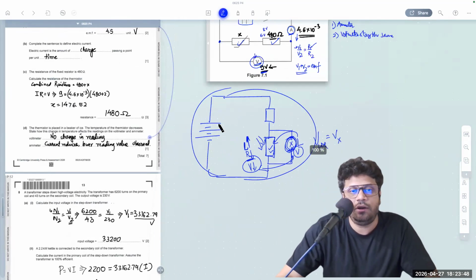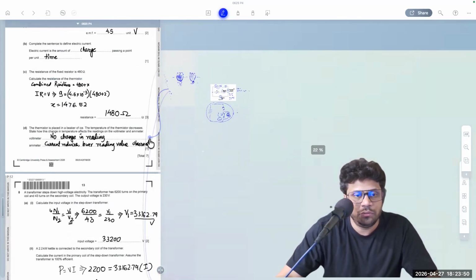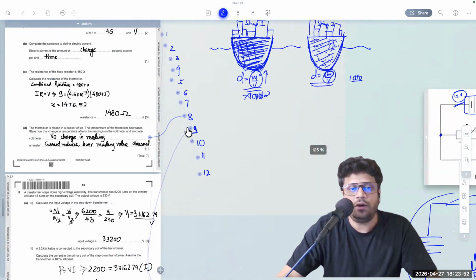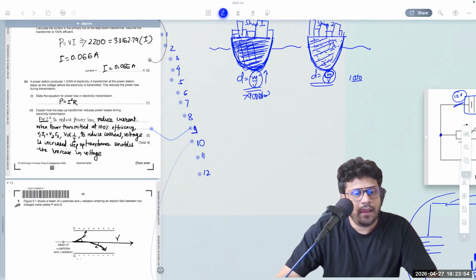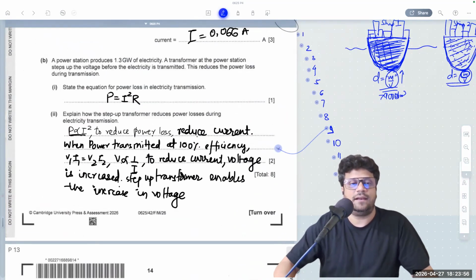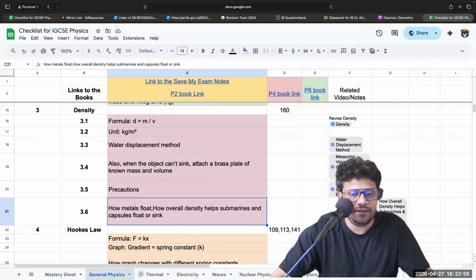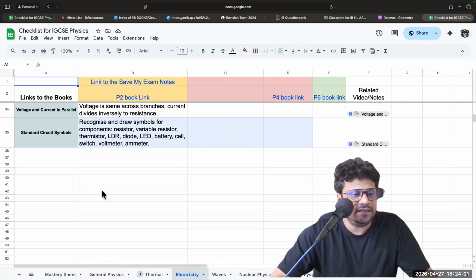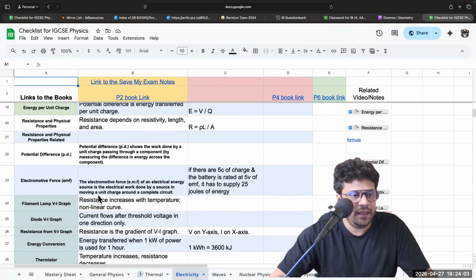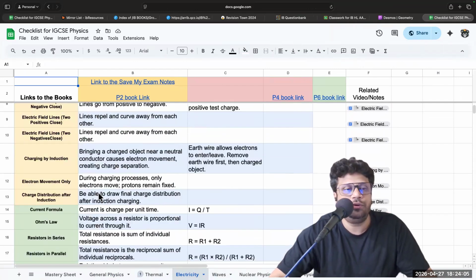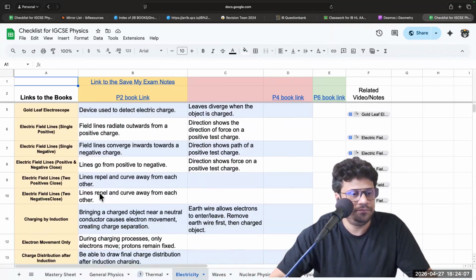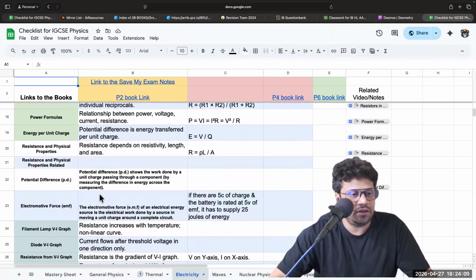Let's go, I'm going to do a few more now. Ninth. Yeah, this is a very standard answer. Remember, I'll go back to the checklist and I've made sure that this thing shows up in my notes very clearly. I'll show you the transformer bit.